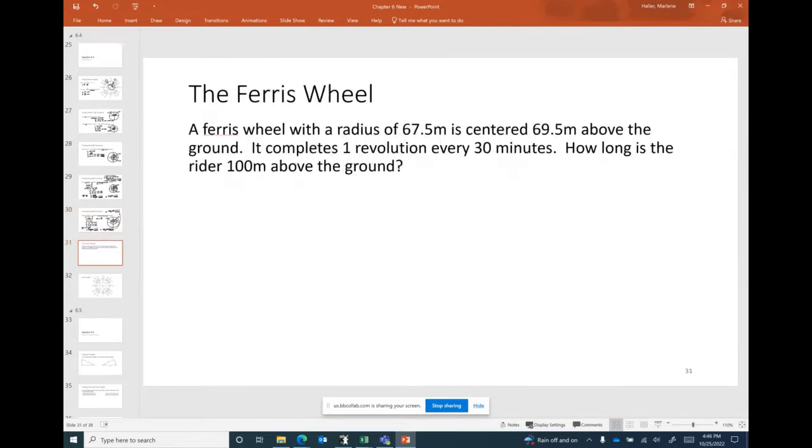Let's end with one more example here. Let's come back to that Ferris wheel application. Remember that guy from 6.1? It's a little bit different here, not a whole lot. We've got a Ferris wheel. It might be misspelled. That's okay. We're going to let it stay misspelled. I'm not very good at spelling. A Ferris wheel with a radius of 67.5 meters. Okay, it's centered 69.5 meters above the ground. All right, so here's our Ferris wheel.